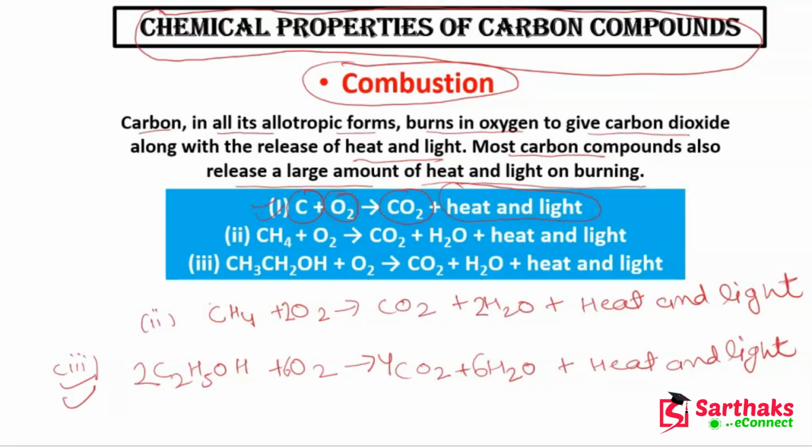So basically guys, what we need to see here is that whenever you burn carbon and its allotropes in air, they will produce carbon dioxide, heat and light. I hope this point is clear to you. If it is clear, let's move on to the next slide.